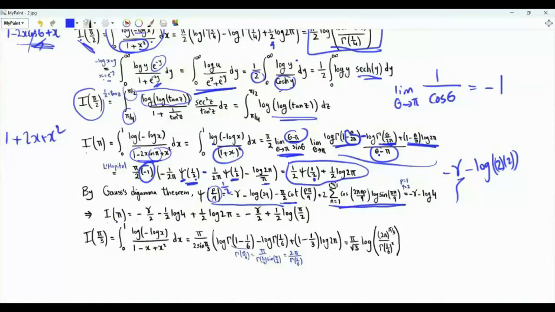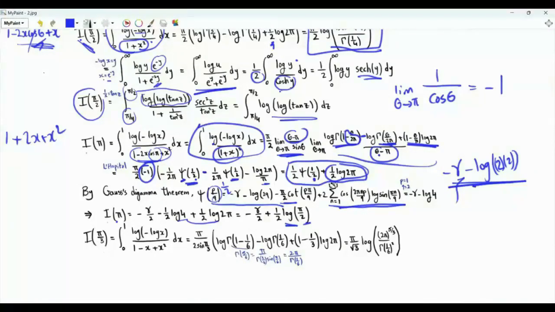The value of I of pi is this quantity divided by 2, so minus gamma over 2 minus 1/2 log 4. Then let's not forget this term here. These two logarithms can be combined as 1/2 log pi over 2. I of pi, which is this integral, is minus Euler's constant over 2 plus 1/2 times log pi over 2.